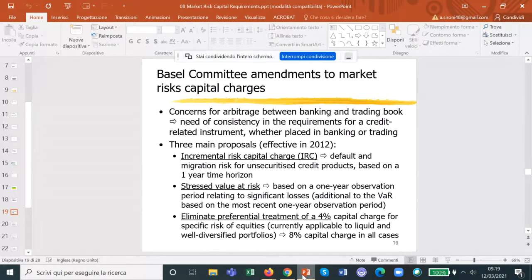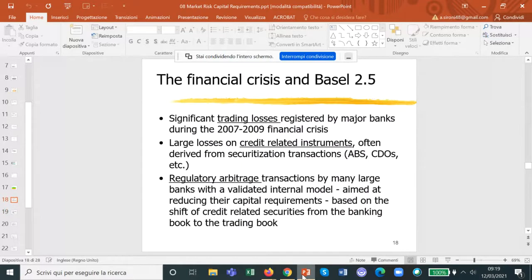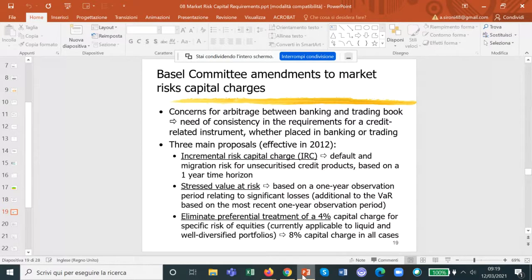First of all, there are two major innovations. One is the introduction of the so-called IRC. The IRC is the incremental risk capital charge. This was a measure aimed at addressing the second problem that we highlighted here, i.e. the losses related to credit risk. Basically, they introduced a capital requirement that was aimed at covering default and migration risk for unsecuritized credit products.